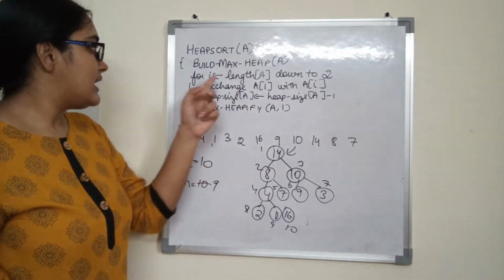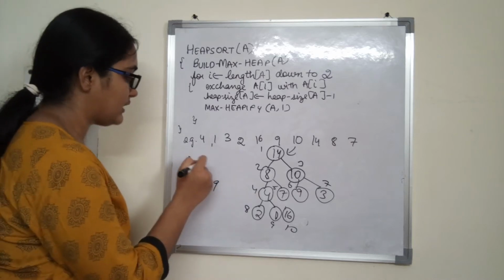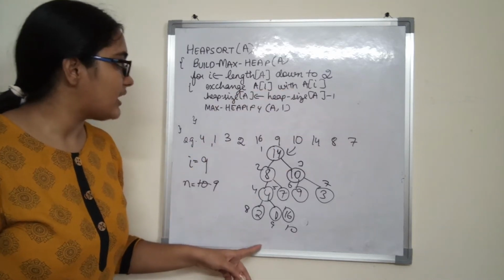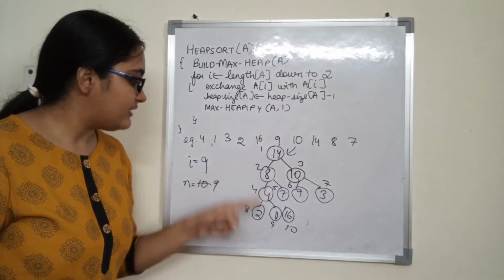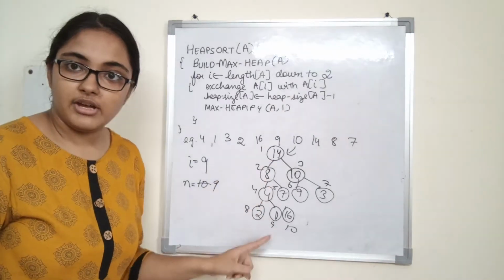Now what is done? Now I is equal to 9. Alright. Now I is equal to 9 and exchange A of 1 with A of I. What is I now? I is 9 now. Exchange A of 1 with A of 9, that is 14 with 1. 14 and 1 will be exchanged.